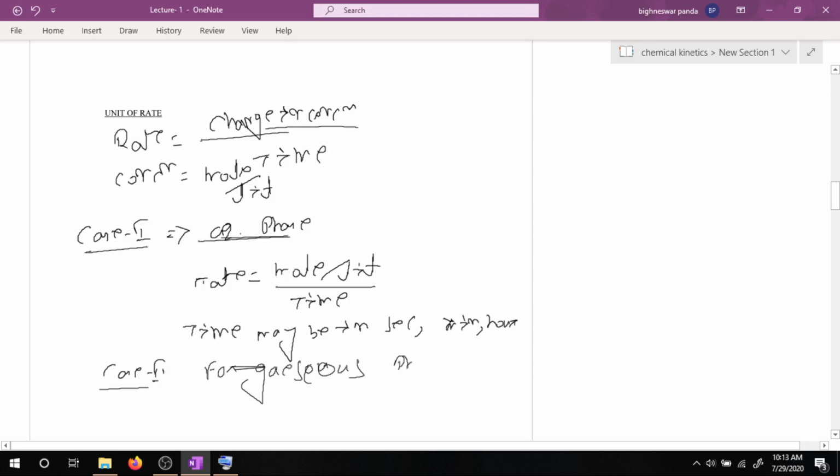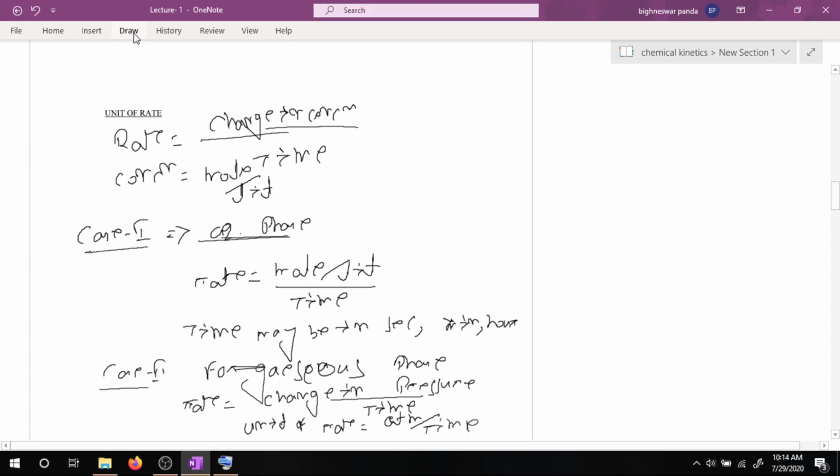Case 2, for gaseous phase. For gaseous phase, the change in concentration is always in terms of atmosphere pressure. So rate is equal to change in pressure divided by time. So the unit of rate here is atm per time. Time may be in second or minute.